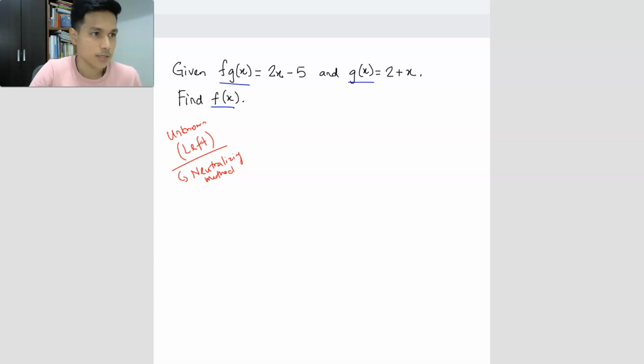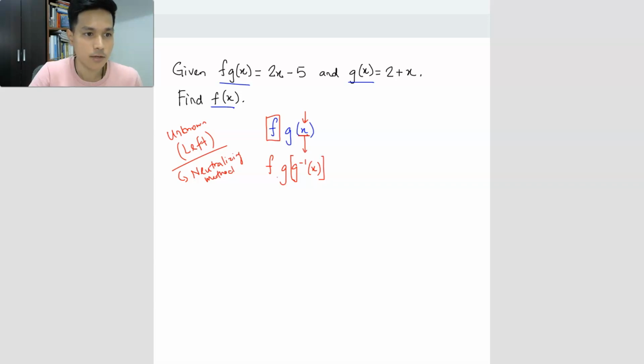How are we going to apply it? You see, you have fg(x), correct? You have fg(x), but you are looking for what? You're looking for f(x), right? So if you want to look for f(x), you need to remove the g(x). How do you remove? That's why we use neutralizing. We can remove by substituting this value here. Okay, we substitute with g inverse x. So from x here, it became g inverse x.